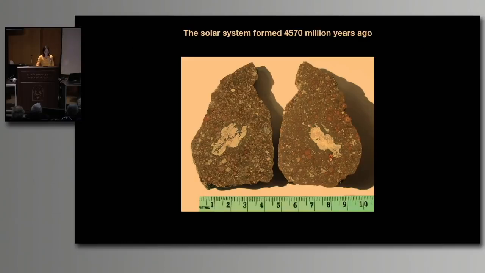So how do we know, for example, how old the solar system is? We can measure it in the lab. How old are the oldest meteorites? This is a type of meteorite called CAI chondrites, and they have these white inclusions here. These are called calcium aluminium inclusions because they are made out of calcium and aluminium, these white specks here. And if you analyze them, they are 4,570 million years old.